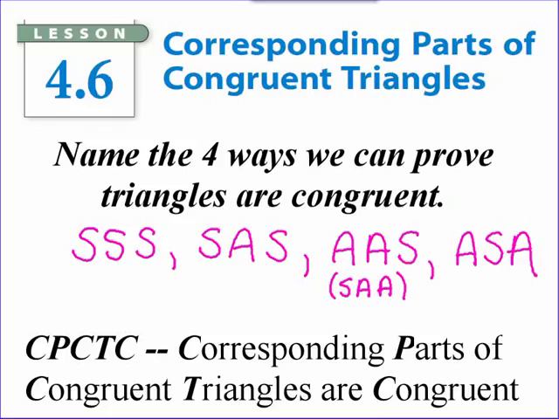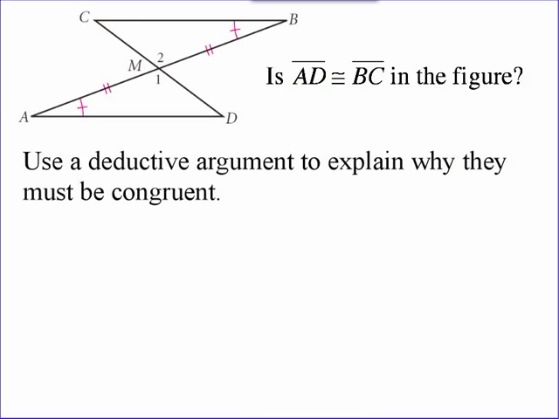So now what we're going to be doing is we're going to be looking at some example problems. And so let's go ahead and look at this first one. This first one states, is AD congruent to BC in the figure? Use a deductive argument to explain why they must be congruent. So let's think about that. Looking at the figure, I see I've got an angle congruent to an angle, a side congruent to a side. Do you know anything else?